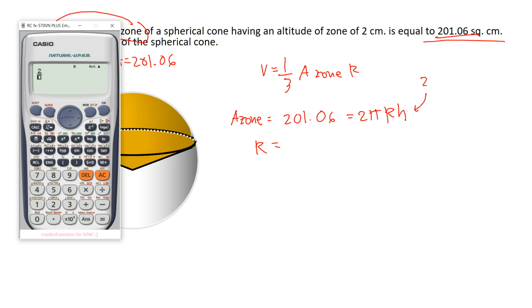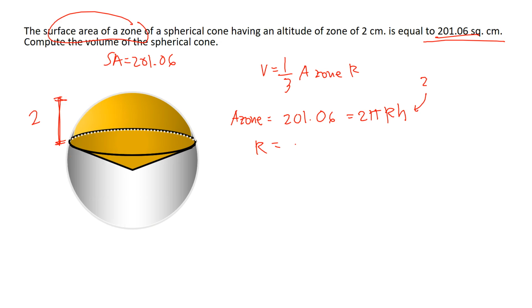201.06 over 2 pi times the height, which is 2. The radius is 15.999 or just 16, 16 centimeters. Okay, so back to the volume. Volume is just 1/3 the area of the zone, which is given in the problem, 201.06. How about your radius? We just solved that, times 16. Now solve the volume.